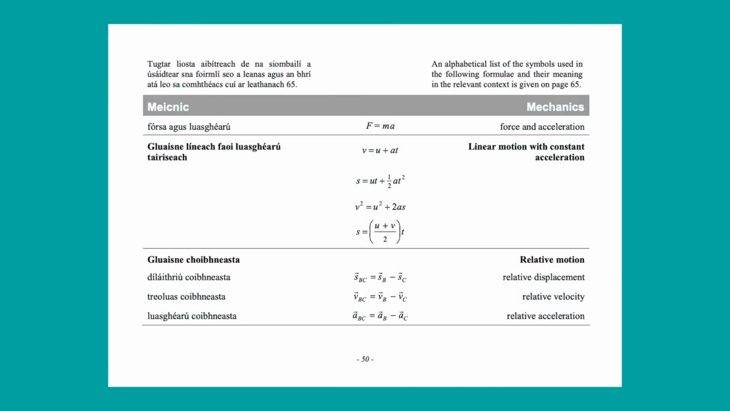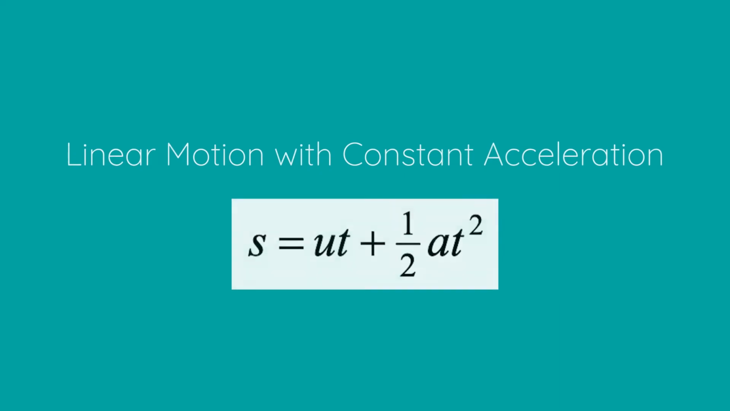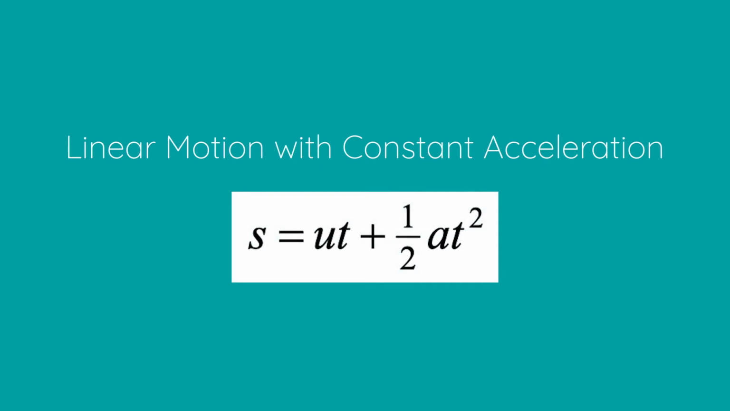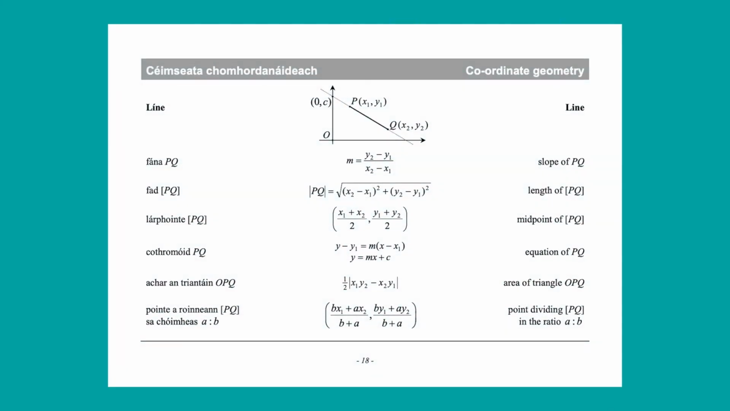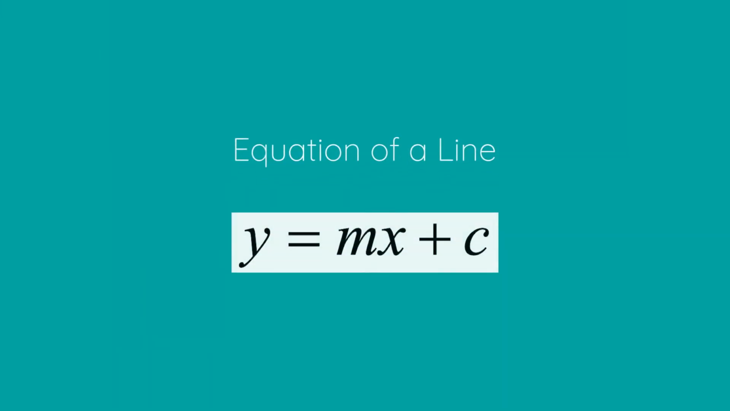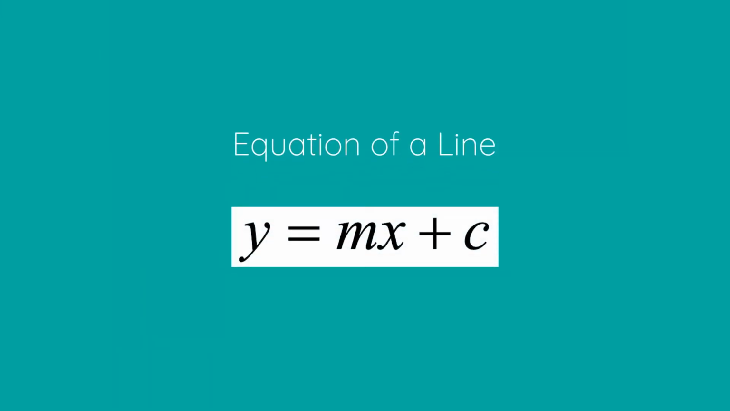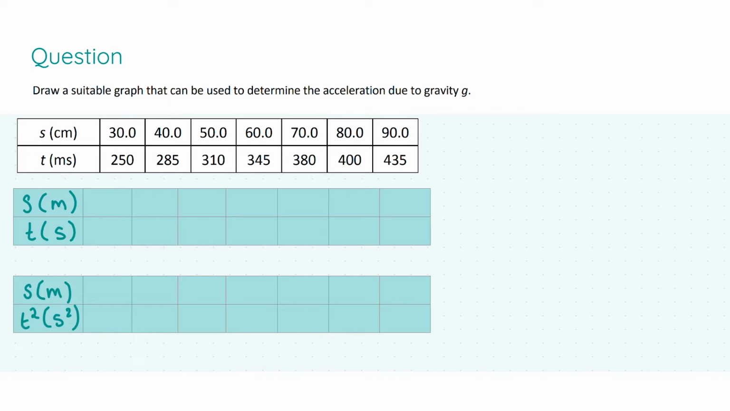For the next part, where we have to draw a graph, I just want to look at page 50 of the Formula and Tables book for one of the equations to do with linear motion with constant acceleration, the formula which this whole experiment is based on. But also I want to look at page 18, because what we're going to need for this question is the equation of a line formula, y equals mx plus c. And for this part of the question, we're asked to draw a suitable graph that can be used to determine the acceleration due to gravity g.